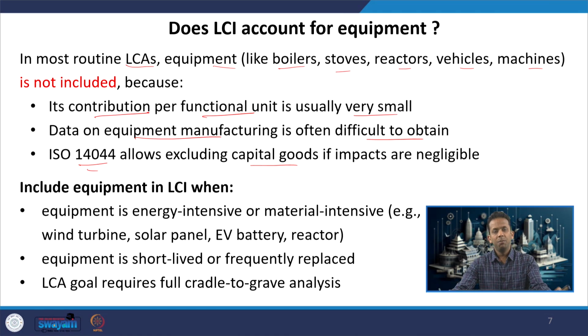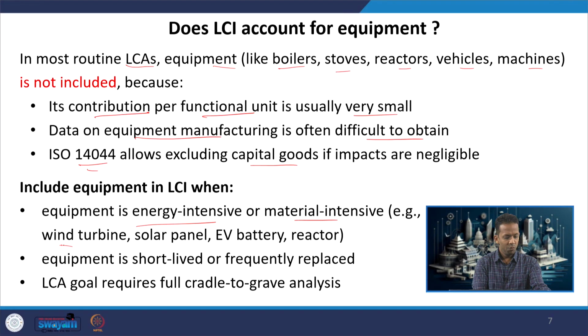but the equipment needs to be included in LCI in certain cases, when the equipment is energy intensive or material intensive. For example, solar panels, if we are talking about doing LCA for a solar PV plant or a rooftop solar PV, then those panels need to be properly maintained, purchased, life may be shorter, they may get damaged.